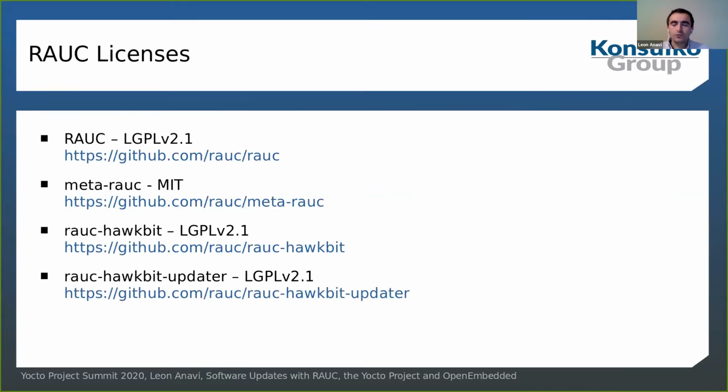Now, RAUC has 4 components. They're available in GitHub under different licenses. RAUC itself, and meta-rauc, which is the Yocto OpenEmbedded layer, which we'll be using for the integration. Also, RAUC is compatible with hawkBit, and there are adapters and plugins for hawkBit.